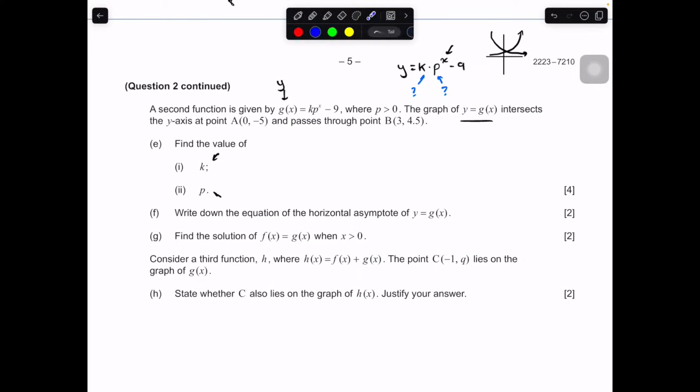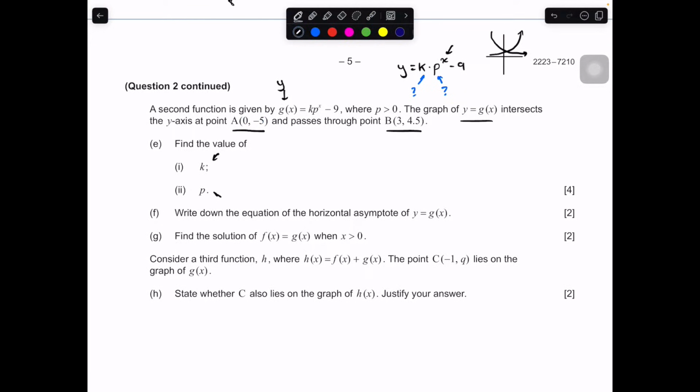If we're looking at this function right here, y is equal to k times p to the x minus 9, we have 1, 2, 3, 4 unknowns. And how can we solve for k? K is this value right here. It's kind of a tricky question, but they give us these 2 points, (0, -5) and (3, 4.5). This value right here, this 0, is going to be significant because it's a point when x is equal to 0 and y is equal to -5.